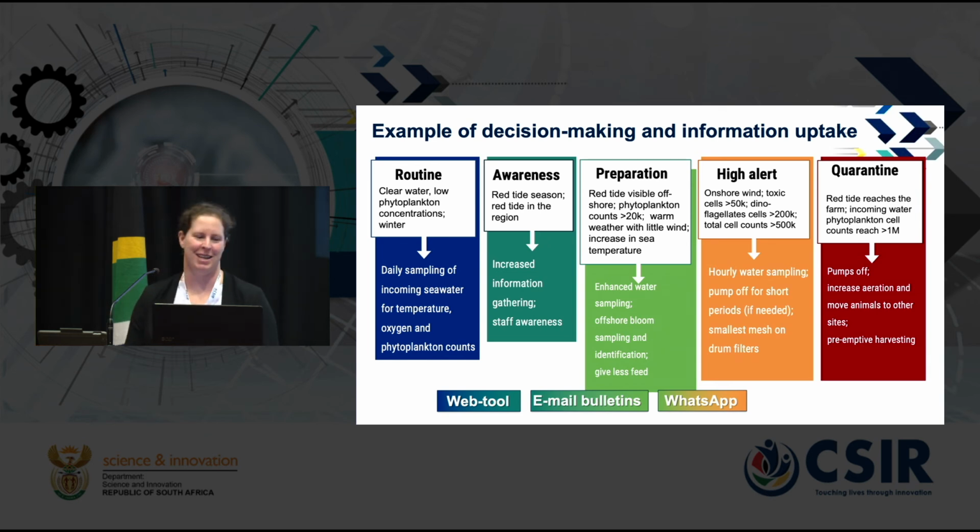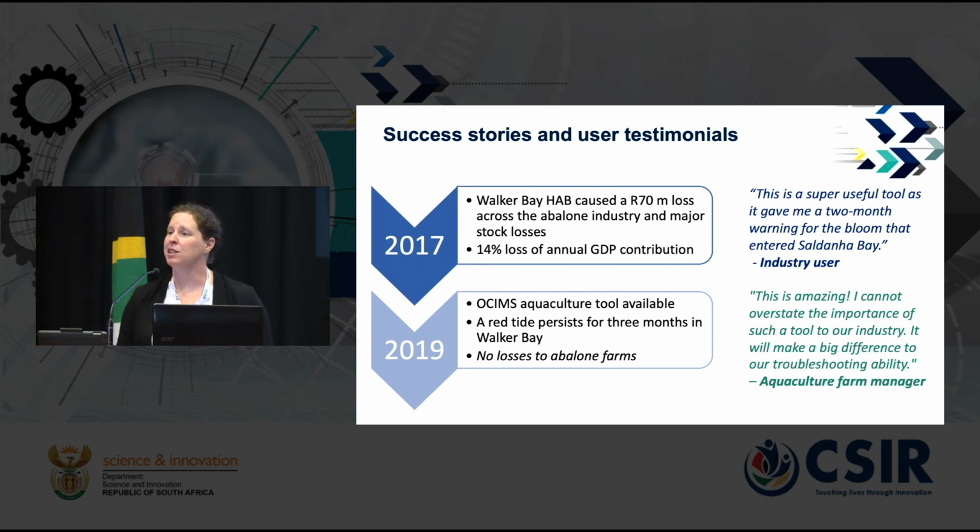Cool, almost done. In terms of success stories, I mentioned the abalone farms and the Walker Bay bloom in 2017. Unfortunately, this caused massive losses, and at that point, the OCIMS decision support tool was not available yet. However, by 2019, we had released this tool and we had informed the industry about it, and they were very happy and excited about it.